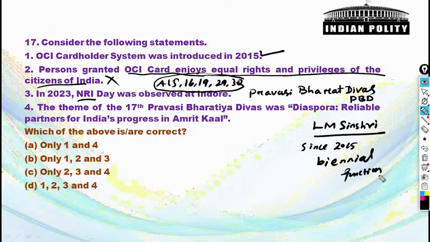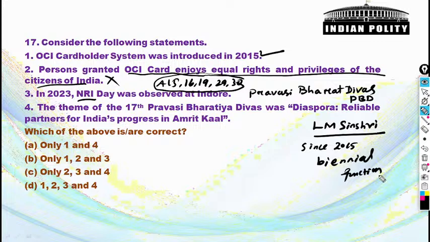And the Pravasi Bharatiya Samman, the highest award given to non-resident Indians, is also given, and in 2023 NRI Day was observed at Indore. The next Pravasi Bharatiya Divas will be held in 2025. In 2021 there was a virtual observation due to COVID-19. The 17th Pravasi Bharatiya Divas was held at Indore. The theme was Diaspora: Reliable Partners for India's Progress in Amrit Kaal.